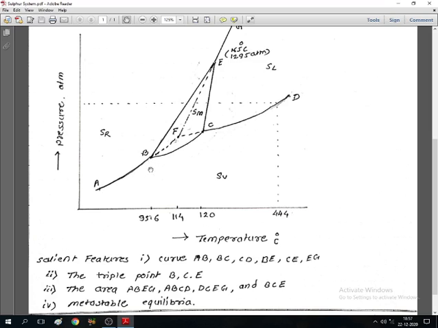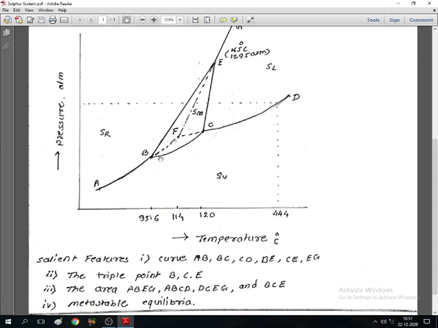कुठले 4 points सांगितले. पहिला, along this curve AB, rhombic sulfur and vapor sulfur are in equilibrium. This is known as the sublimation curve. It shows variation of vapor pressure with temperature. Phases 2, component 1, if you calculate the degree of freedom F, it is found to be equal to 1. Hence, system is a monovariant system. Now this is about the curve AB.